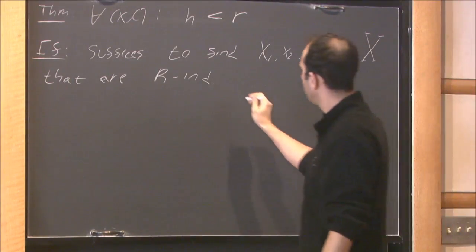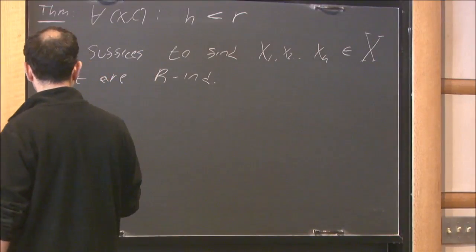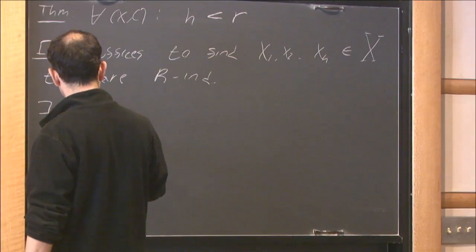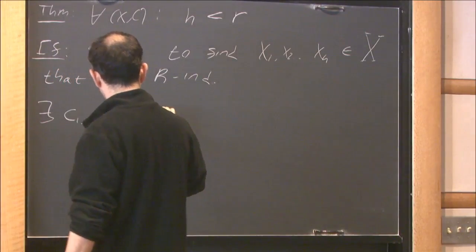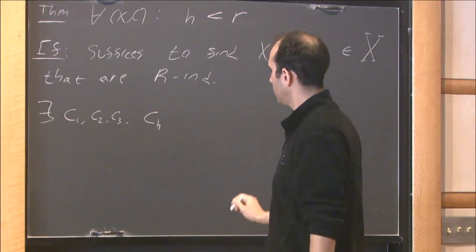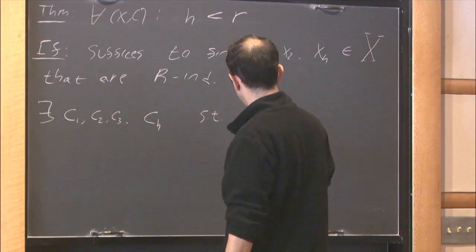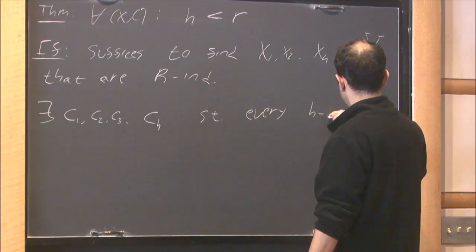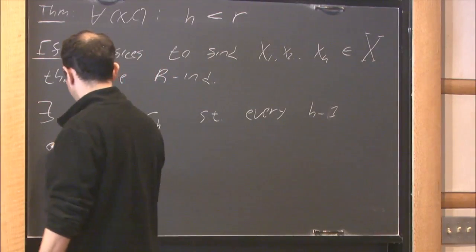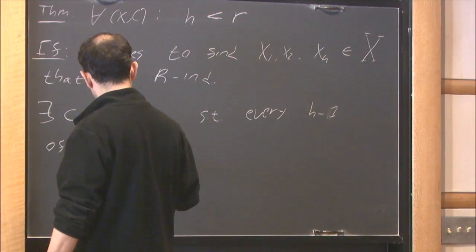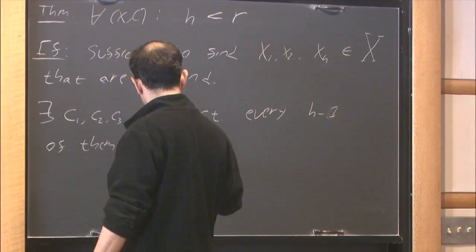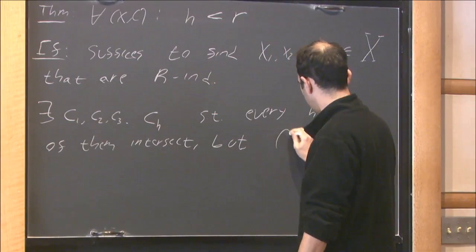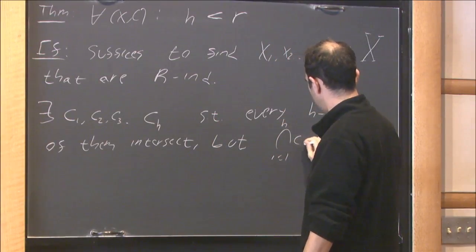So I claim that since the Helly number is H, we know that there exist convex sets C1, C2, C3 up to CH such that every H minus one of them intersect, but the intersection over i from 1 to H of Ci is empty.